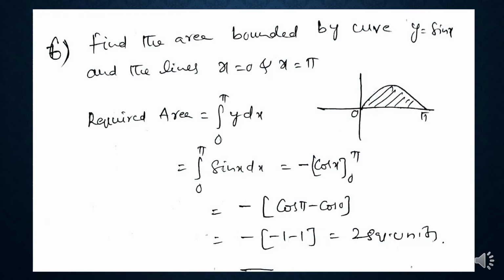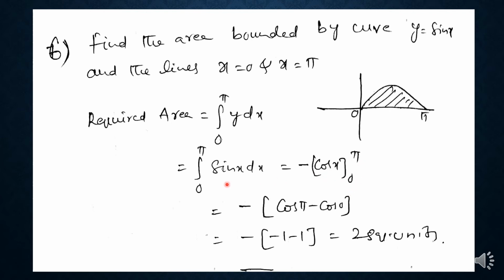Next problem. Find the area bounded by the curve y is equal to sin x and the lines x is equal to 0 to x is equal to pi. Here we are finding the area bounded by one arc of the curve y is equal to sin x and the lines x is equal to 0 to x is equal to pi. So required area is equal to integral 0 to pi y dx. Here y is equal to sin x, that is integral 0 to pi sin x dx, that is minus cos x from 0 to pi.